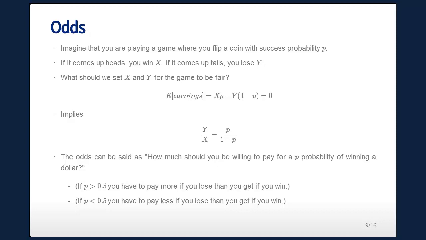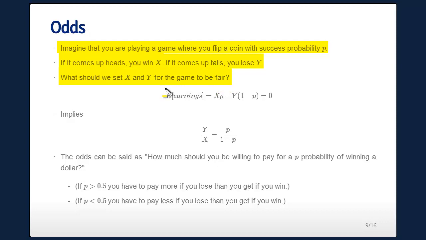Okay, so let's talk about interpreting odds. Odds are very interpretable, at least as interpretable as probabilities are, and I like to think of them in terms of gambling experiments. Imagine you're playing a game where you flip a coin that has success probability P. If the coin comes up heads, you win X dollars, and your opponent loses X dollars. If it comes up tails, you lose Y dollars, and your opponent gains Y dollars. So what should we set X and Y to for the game to be fair?